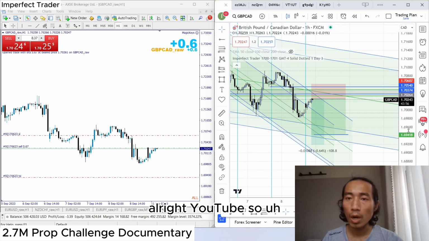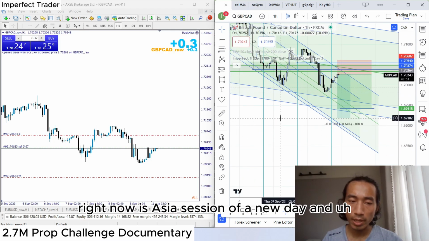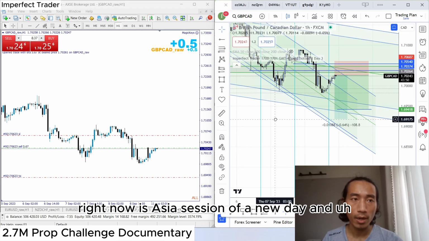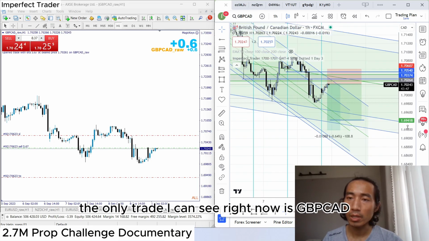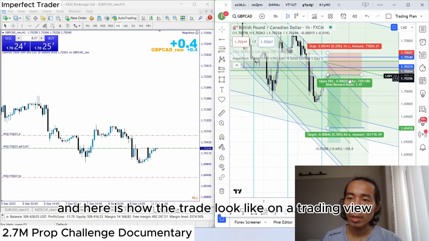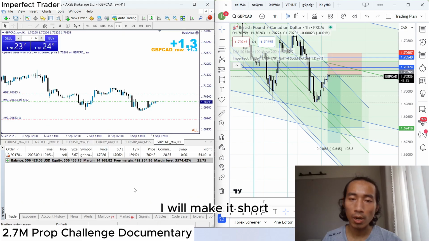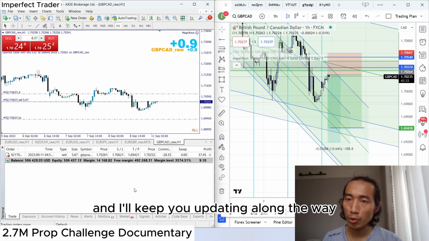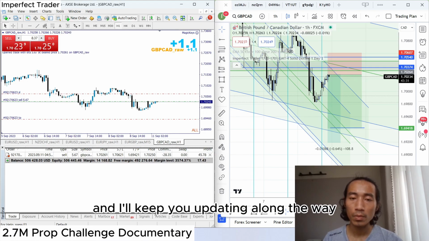Alright YouTube, so right now is Asia session of a new day, and the only trade I can see right now is GBP CAD, and here is how the trade looks like on TradingView. I will make it short, and I will keep you updating along the way.